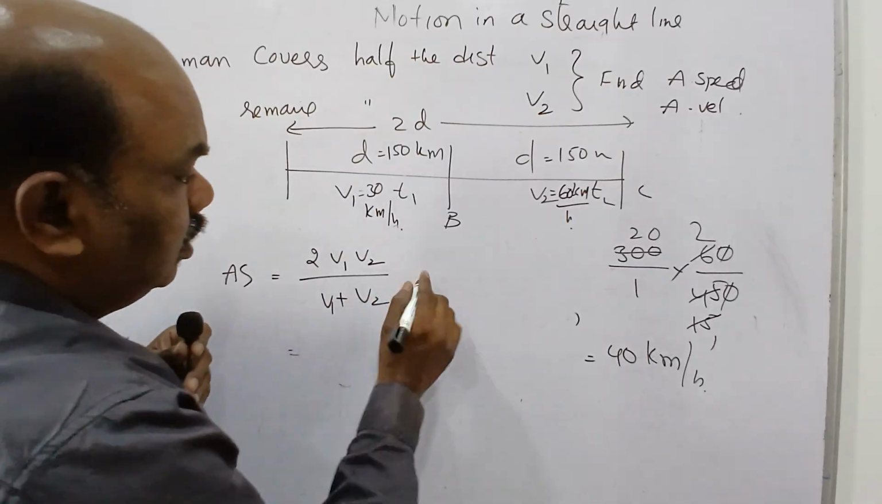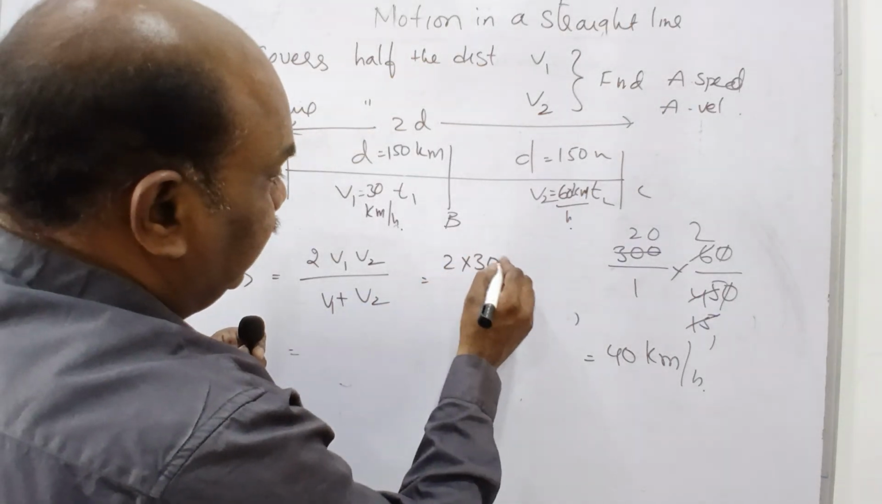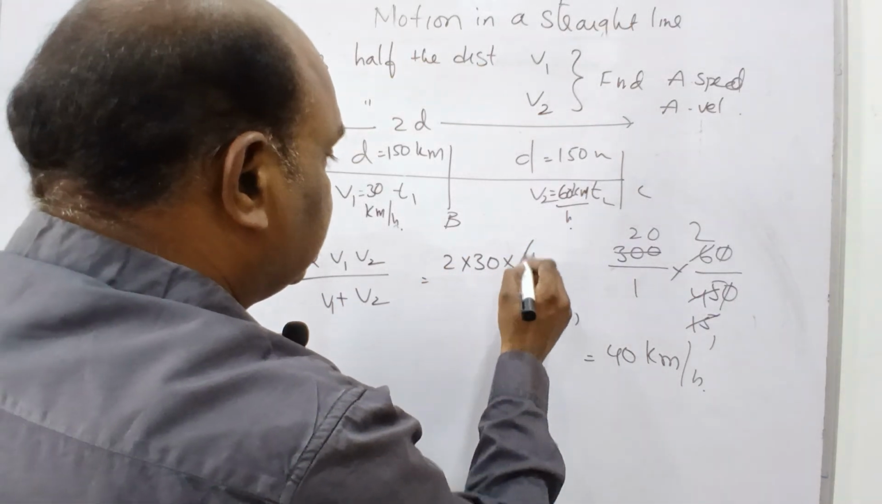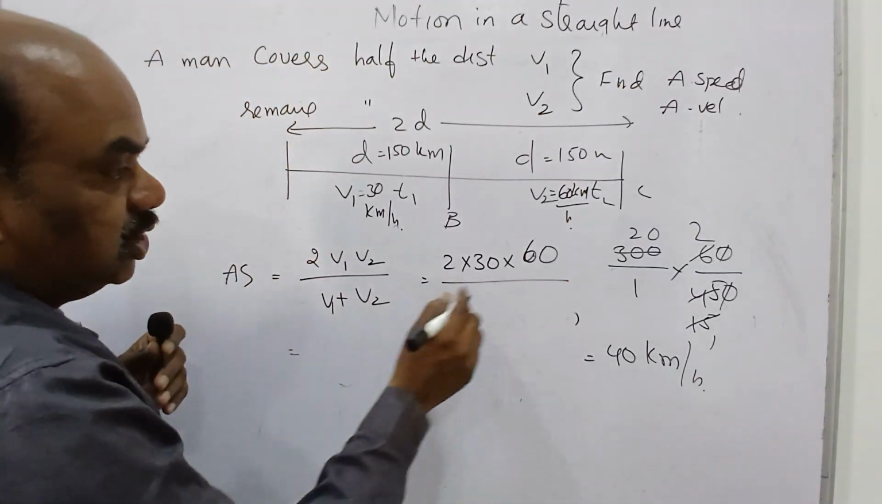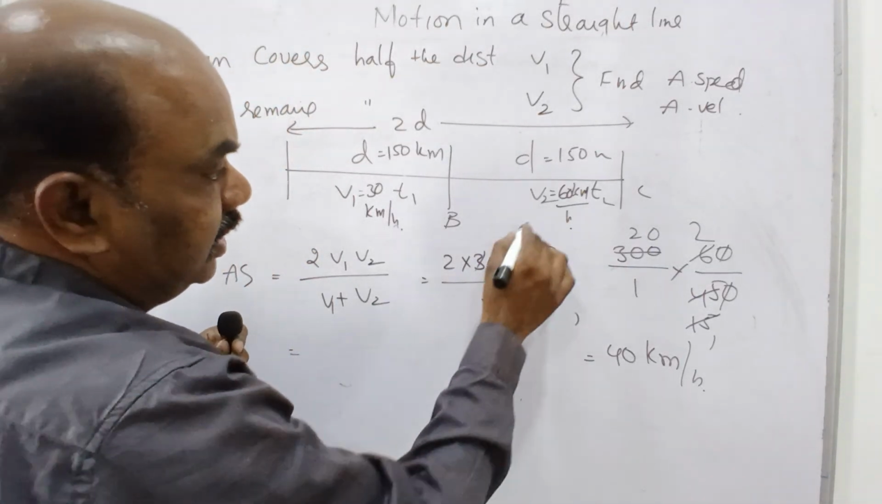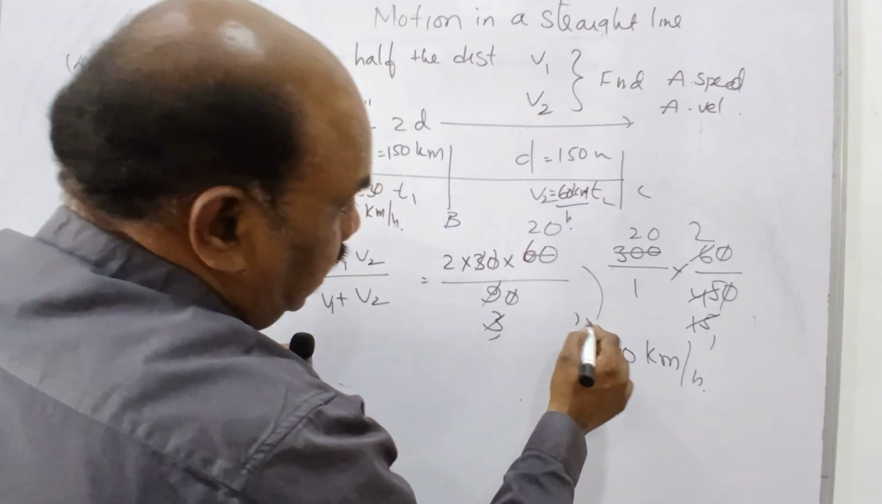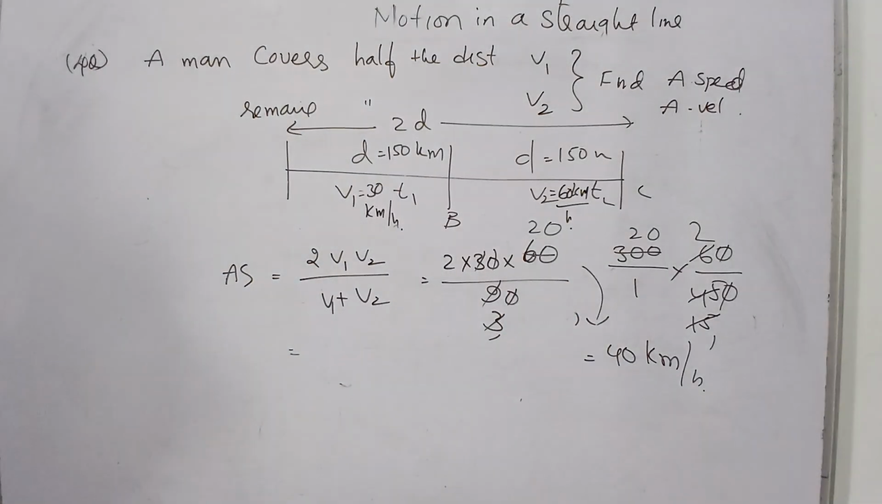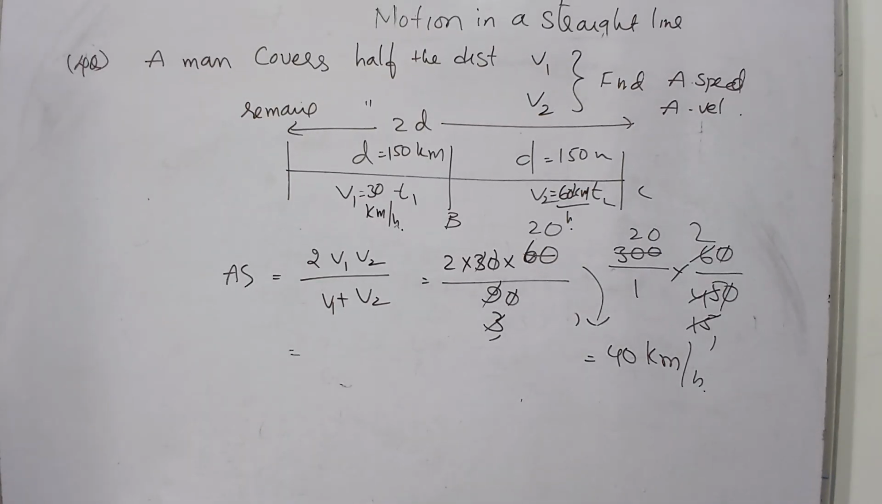Shall we try once? 2 into v1 is 30, v2 is 60, by 30 plus 60 is 90, beta. Cancel the zeros, and you get 40. Either way you can do, you will get the same answer. But the formula is 2v1v2 by v1 plus v2. No need to learn the formula by heart. Simply you can do total distance by total time. That is what? Average speed.